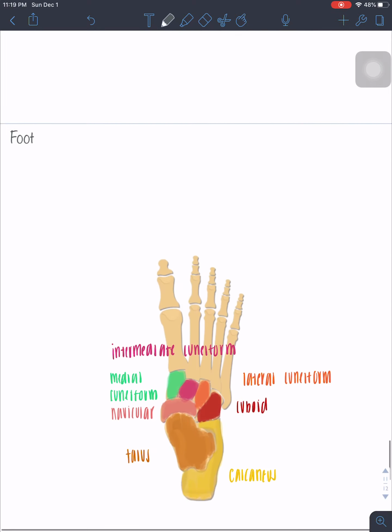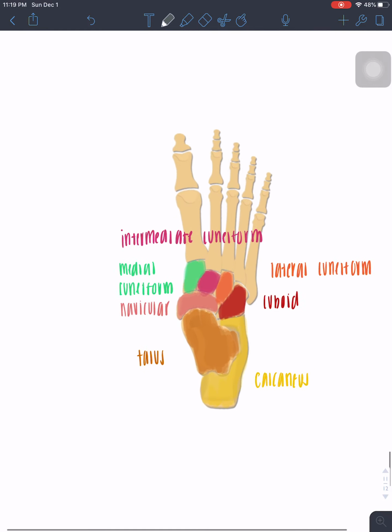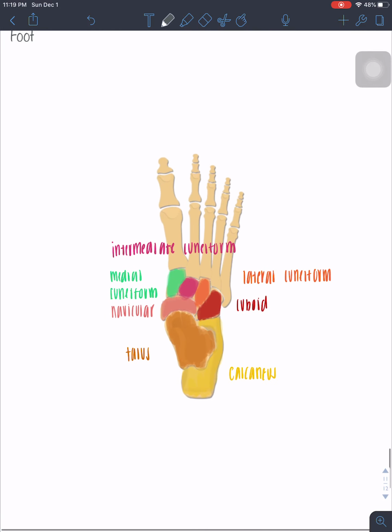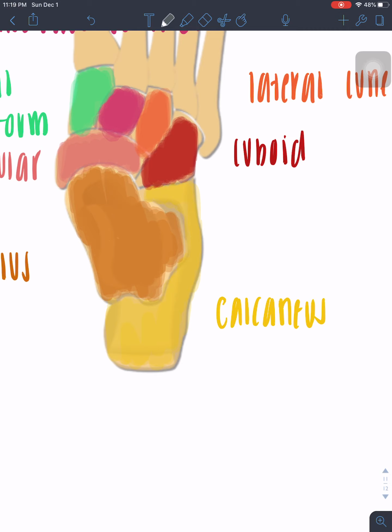And just like that, we are moving on to the last section, which is the foot, my least favorite part of the body. Yes. Once again, we have bones. So, in our beautiful yellow, there's the calcaneus right here. Here I am. And, yeah, that's the calcaneus.